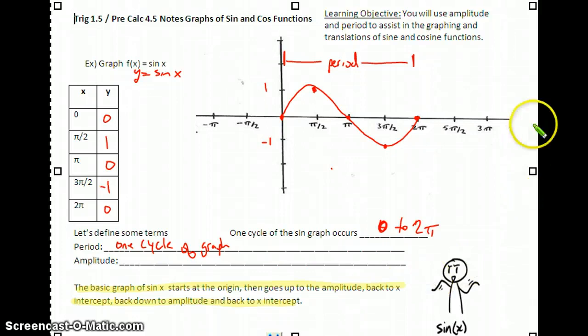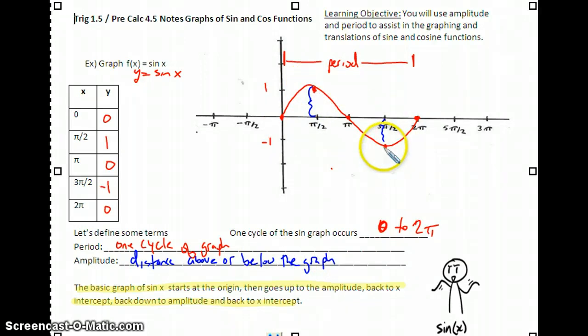The amplitude, which is our next vocabulary term that we need to discuss, is the distance that you go up and the distance that you go down, so this is the distance above or below the graph. So in this case, the distance we went up is 1. The distance that we've gone down is negative 1, but when we talk about a distance, we actually aren't going a negative distance. We're going positive 1 down, which is really, because we're going down, negative. So that distance is still 1. It's going to be very important that you get this basic shape of the graph down.